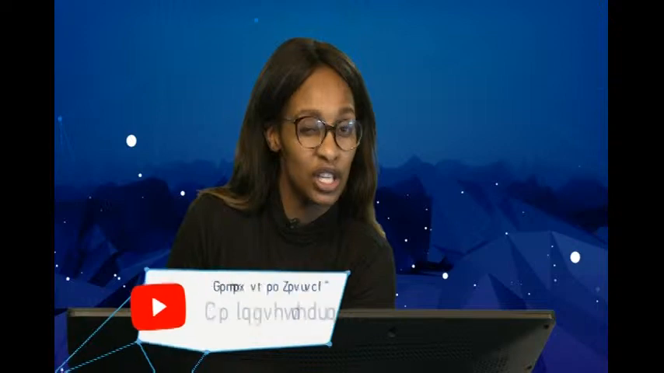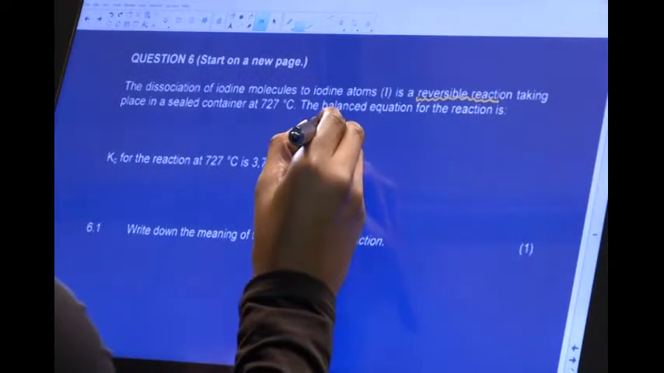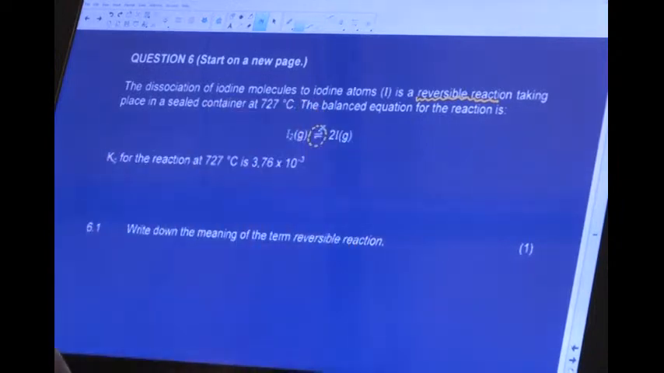So right before the ad break, we looked at question 5, a little bit of stoichiometry on the rates of reaction. Now in question number 6, we look at Le Chatelier's principle, more stoichiometry, and all about the Kc. So this question goes: the dissociation of iodine molecules to iodine atoms is a reversible reaction. I can already see that this is a reversible reaction by looking at this arrow right over here, and it's a reversible reaction taking place in a sealed container at 727 degrees Celsius. The balanced equation for the reaction is then given.